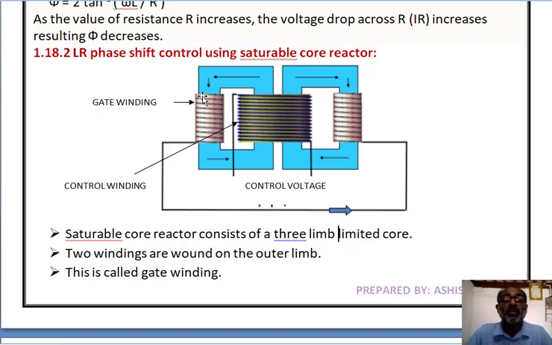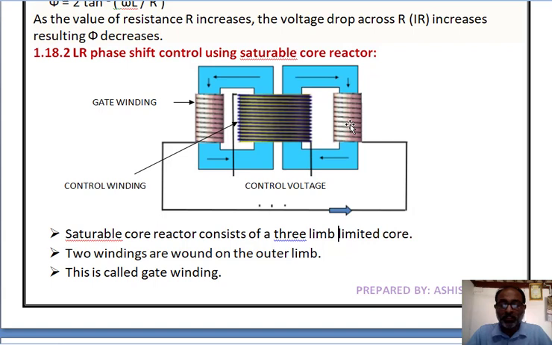This winding is connected to the AC supply. One winding is wound on the central limb of the laminated core, which is called the control winding, and it is connected to the DC supply. Both gate windings can be connected in series or in parallel, as per our requirement.